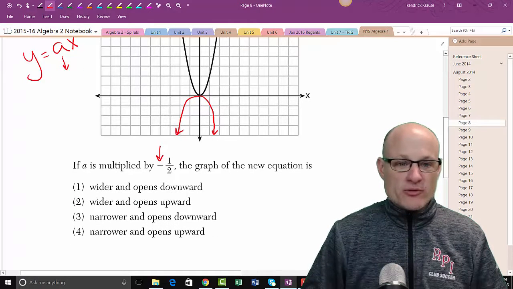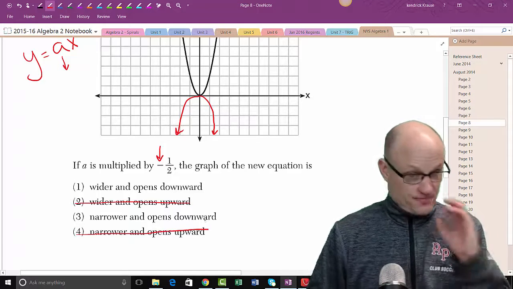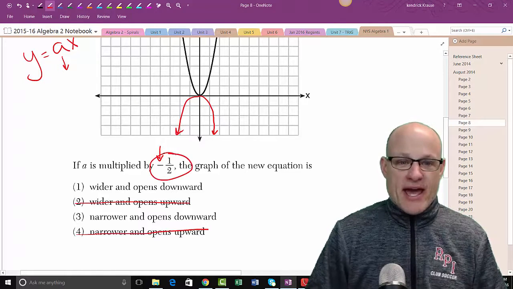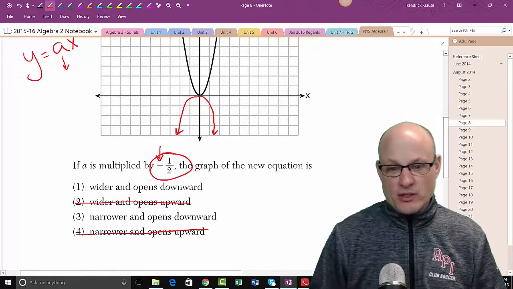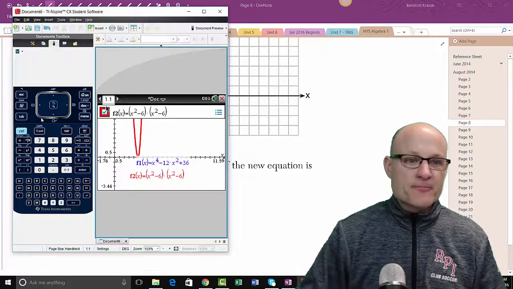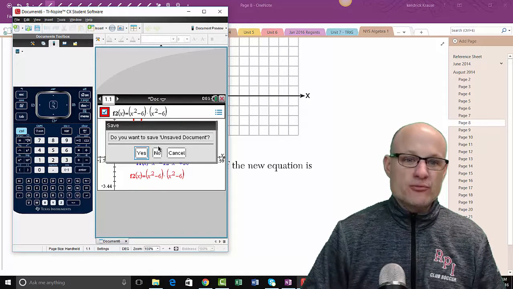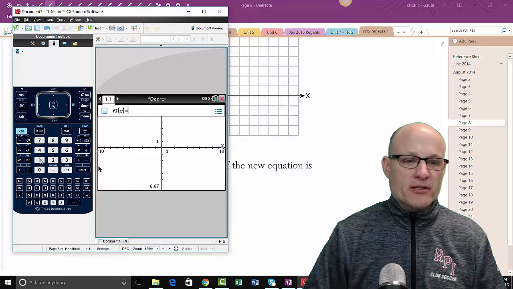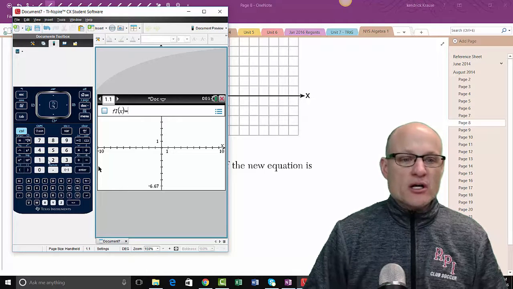So, now I'm at a 50-50 guess. Opens downward. This one says opens upward. This one says opens upward. Get rid of those 2. Now, if you don't remember what having a half does, well, then come over here and see. Let's just get rid of this. Nope. Yep.